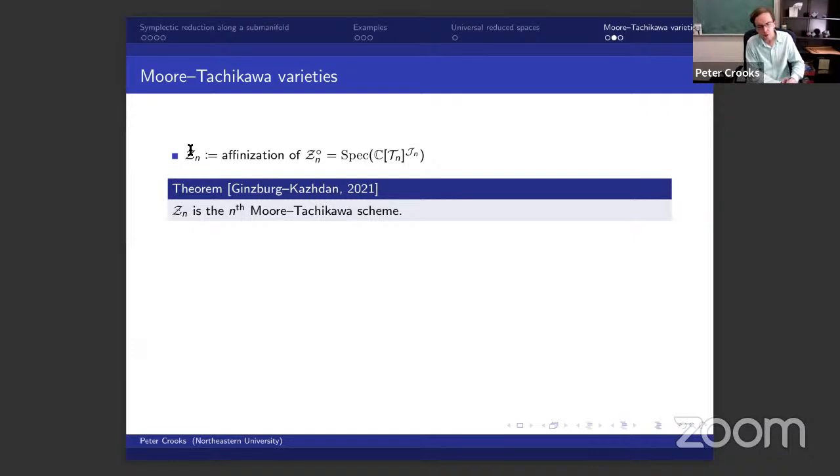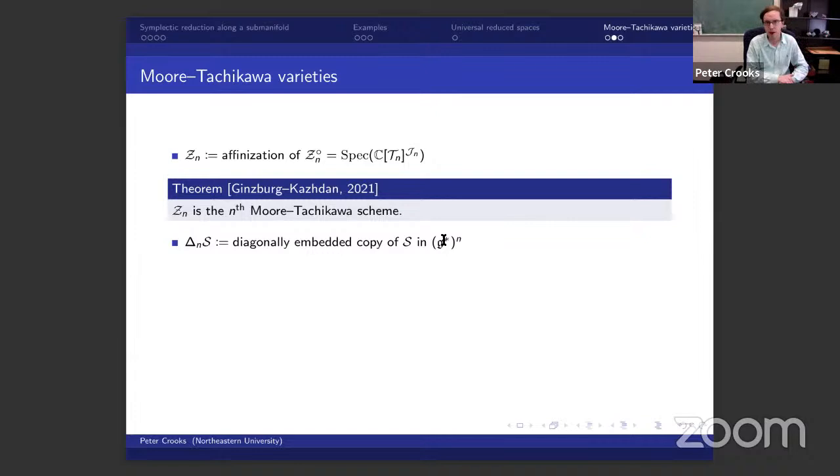Okay. Now, this Ginzburg-Kazhdan construction of Moore-Tachikawa schemes actually turns out to have an explanation in terms of symplectic reduction along a submanifold. To get that explanation, what I'd like to do is again take my fixed positive integer n, and consider this object: the diagonally embedded copy of my constant slice S in the n-fold Cartesian product of the dual of the Lie algebra, like that.